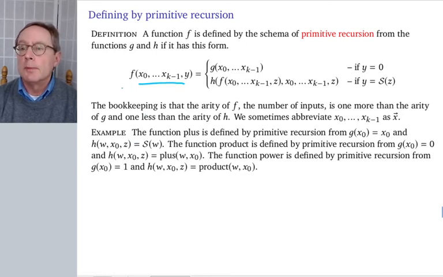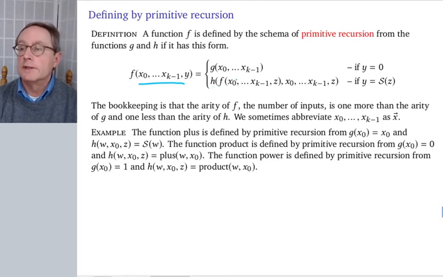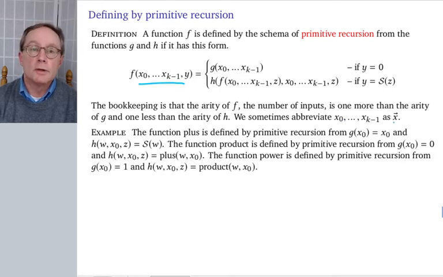So the bookkeeping is that the arity of f, the number of inputs, is one more than the arity of g. So you see, for example, that f takes x0 through xk minus 1, and g takes x0 through xk minus 1, but f also takes y. So f's got one more thing than g does, and f's got one fewer thing than h does as inputs. You often see people abbreviate in practice the x's as x bar, just to make it easier to write.